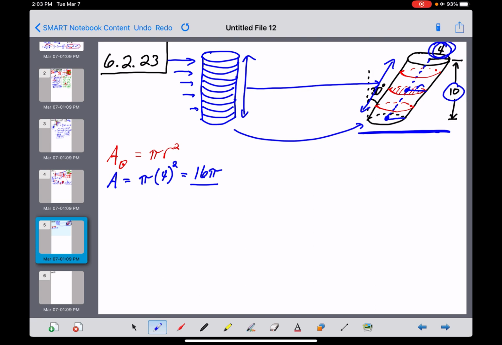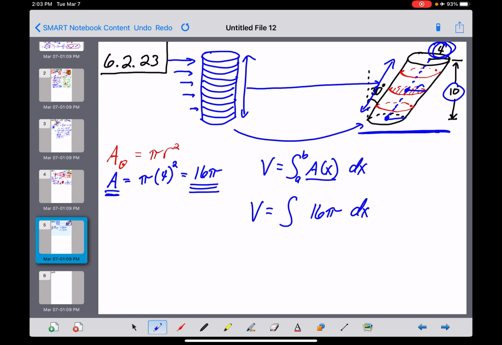It never changes. Now, I've always told you guys that is the hard part of a volume problem, because now we would say volume is equal to the definite integral of your cross-sectional area function taken with respect to x from a to b. Let's do the exact same thing here. Volume equals a definite integral, and A of x isn't really A of x. It's just A, which is 16 pi. It's a constant integrating with respect to x.